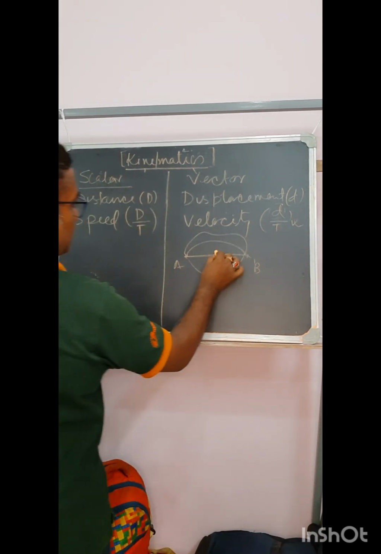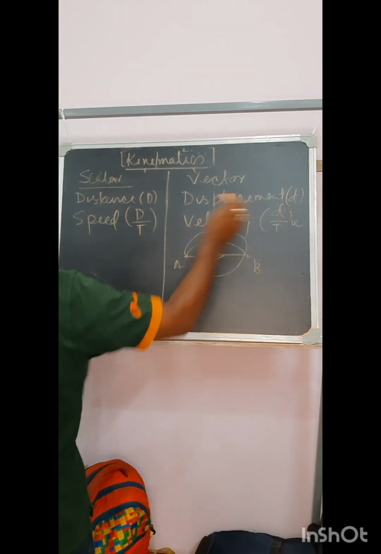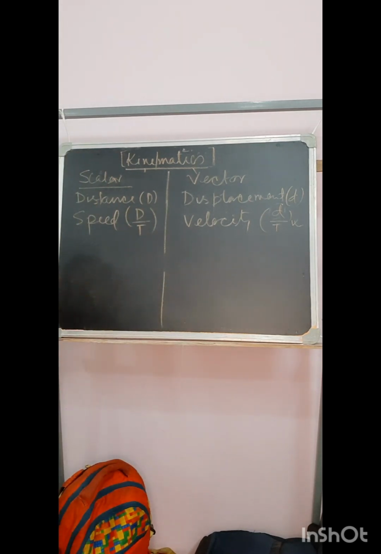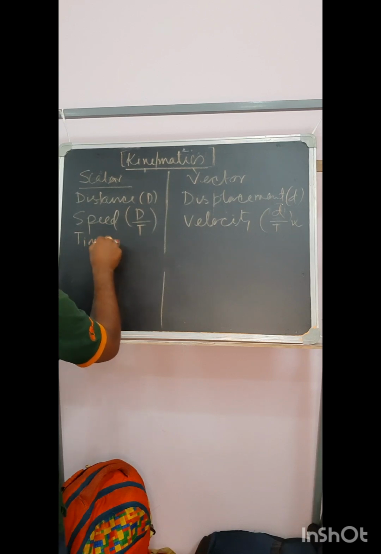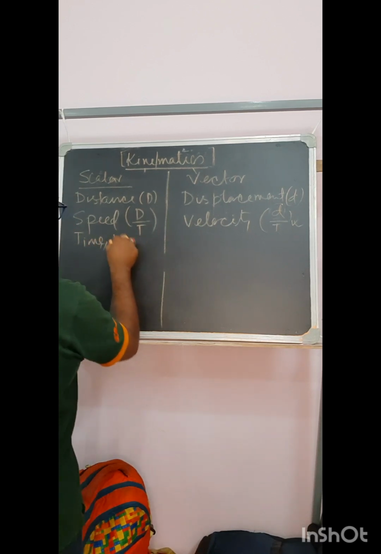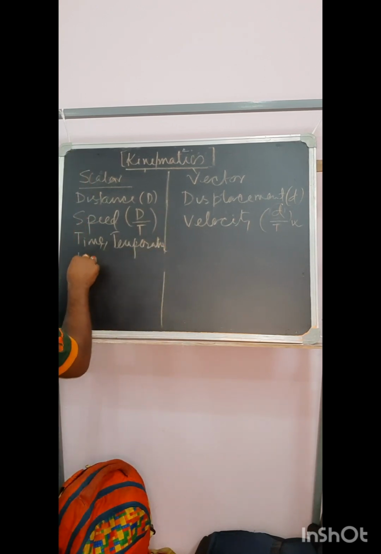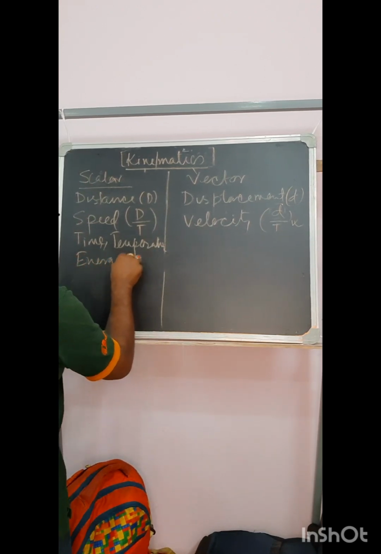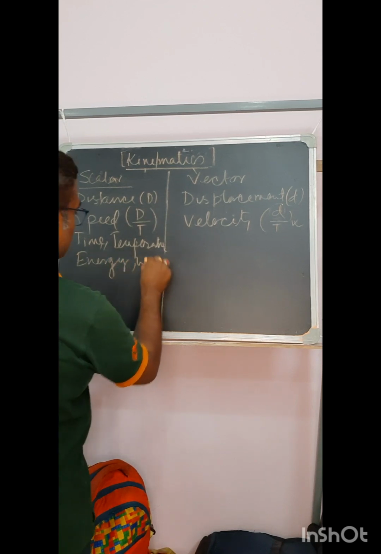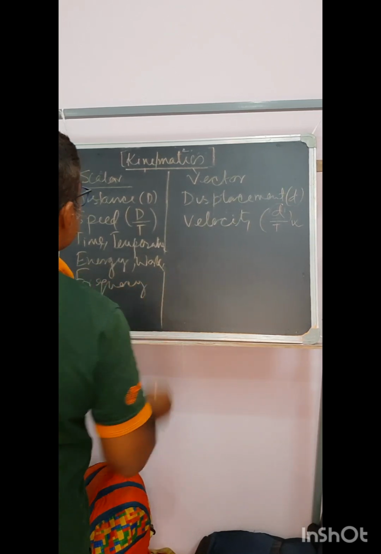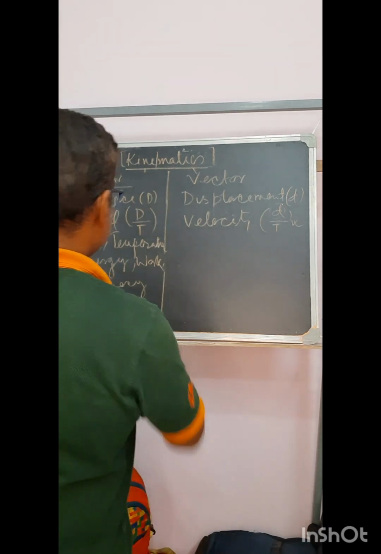So velocity always has direction, as displacement has direction. Time is scalar. Temperature is scalar. Energy is scalar. Work is scalar. Frequency is scalar. So these are some of the kinds.